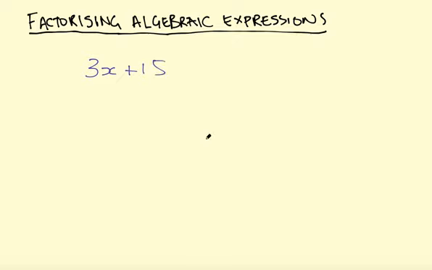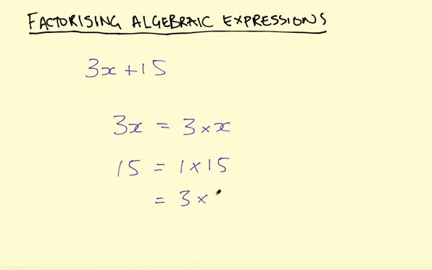And I need to factorize that expression. So I need to take out the highest common factor. So let's look at 3x. Let's factorize that. So 3x equals 3 times x. And then if I factorize 15, well, this can be 1 times 15, or it can be 3 times 5. So let's have a look at the factors of 15 now: 1, 3, 5 and 15. So now is there a common factor there? Yes, it's the 3. So that is actually the highest common factor.